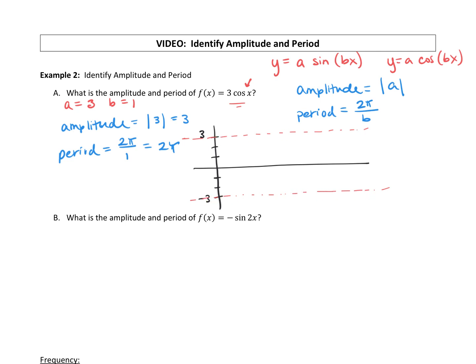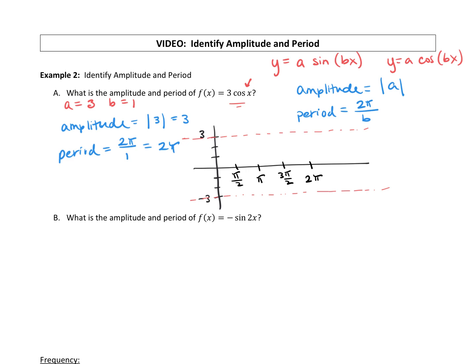All right, now we have a period of 2 pi. So we're going to go back to our x-axis, and I'm going to say, here's 2 pi. I'm going to divide this up. Halfway between 0 and 2 pi is pi. And maybe I'll divide it up one more time. Halfway between 0 and pi is pi over 2. And then right here is 3 pi over 2.